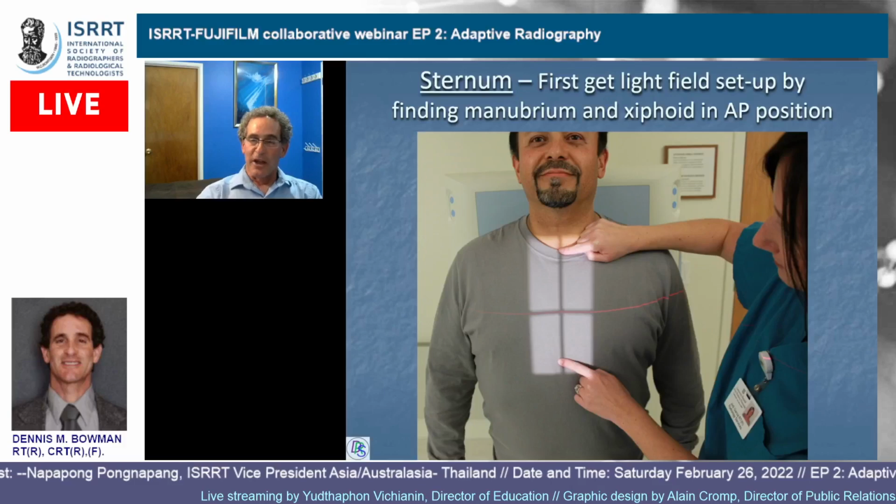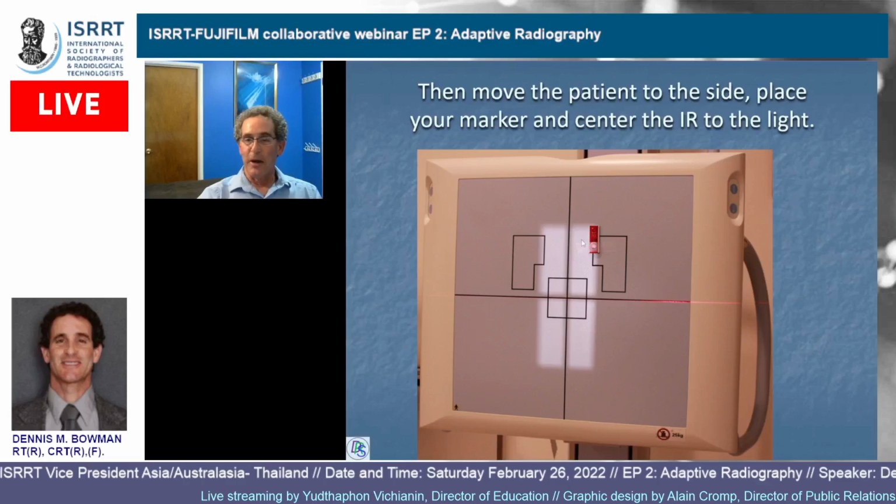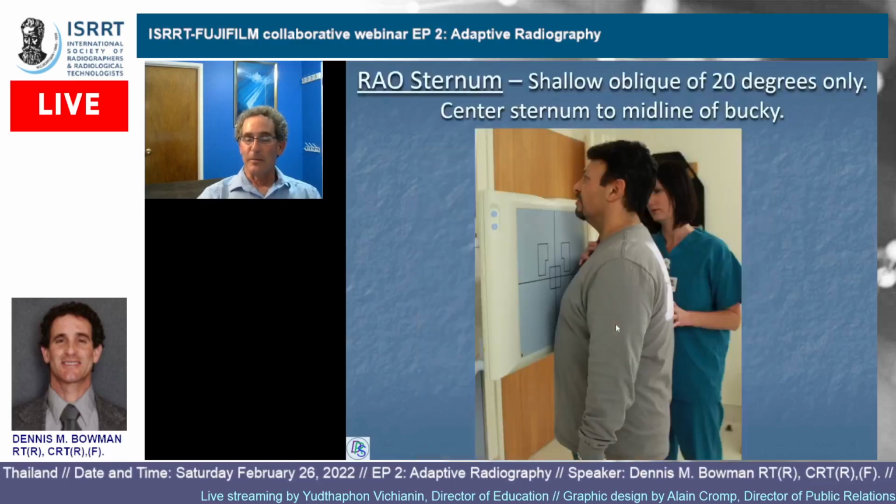So you're going to put an inch of light above and below the manubrium and the xiphoid, and then you're going to move them out of the way, and you're going to make sure that your bucky or your detector or whatever it is back here is all perfectly centered up. You put your marker on, either a right or a left. You bring them back over.